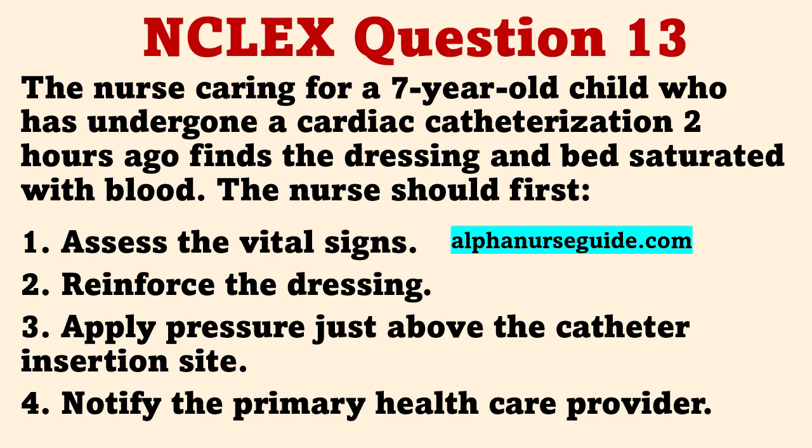The correct answer is 3. Direct pressure is the first measure that should be used to control bleeding. Taking the vital signs will not control the bleeding. This should be done while another person is being sent to notify the primary healthcare provider. The dressing can be reinforced after the bleeding has been contained.